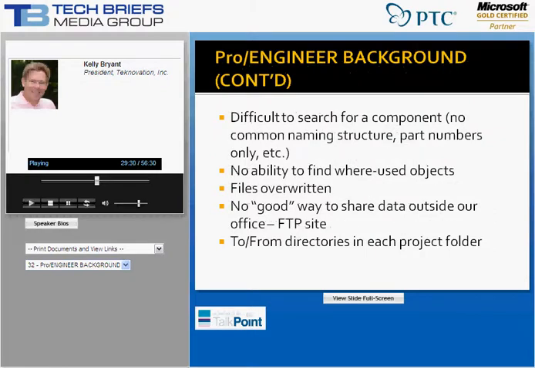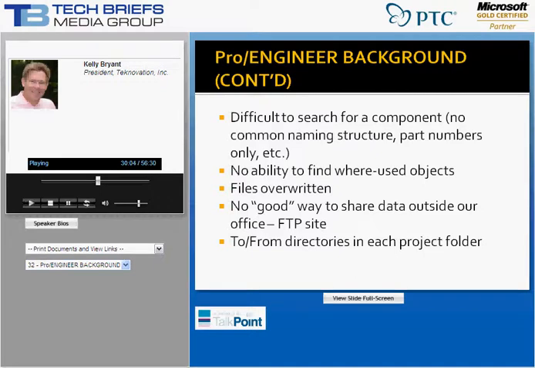It was extremely difficult to search for components since we really had no common naming structure. We only had part numbers. All the files were named by part numbers. We really didn't have an ability to find where objects were used. So it kind of made it difficult sometimes when you were trying to make sure that if you changed this one part, it wouldn't affect something else adversely. We did have instances where we had files that were overwritten by two people trying to work on the same part at the same time.